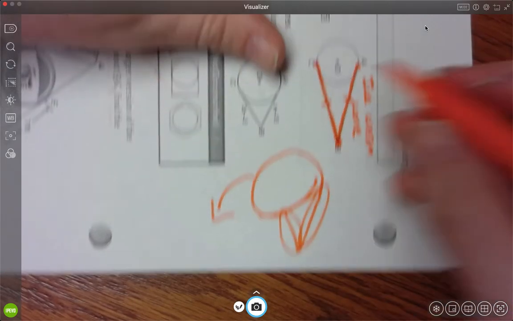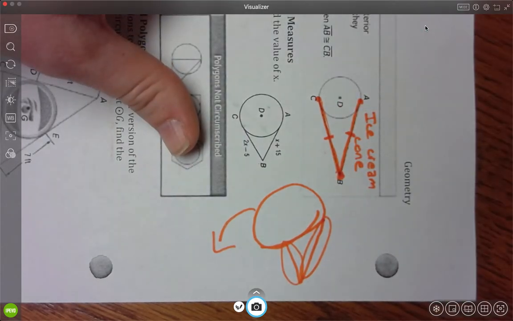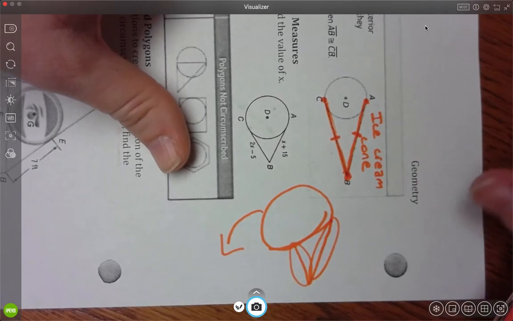If my two sides are making the two sides of the ice cream cone, they have to be exactly the same length. Otherwise my ice cream's going to fall off onto the cement and I'm going to be very sad.